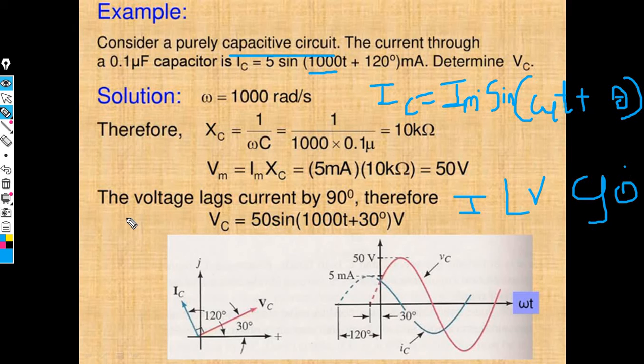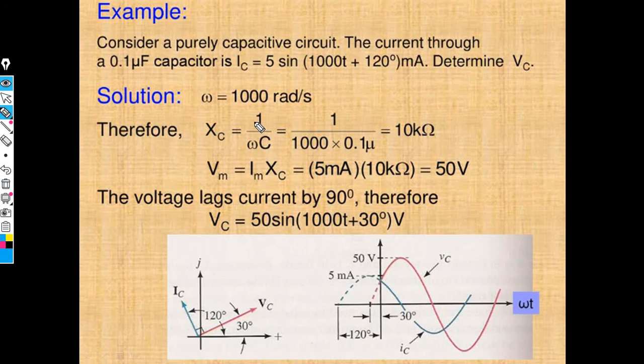And the voltage lags the current by 90 degrees. That means current and voltage are opposite to each other in the lagging and leading concept. That is, current I leads the voltage by 90 degrees, but voltage lags the current by 90 degrees. Now in this problem, omega is given. That is omega t, where omega is 1000 radian per second.